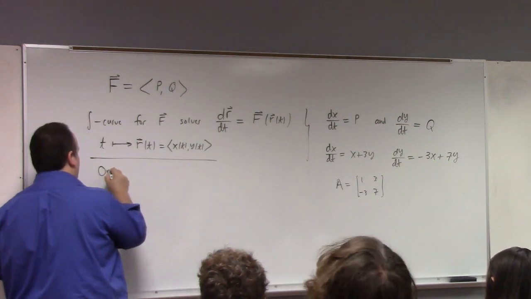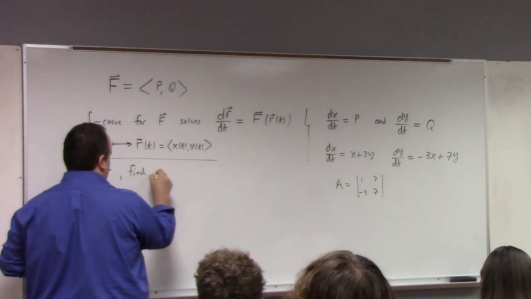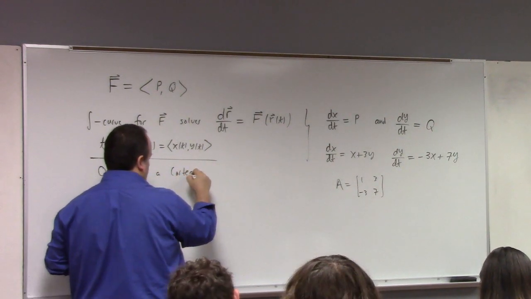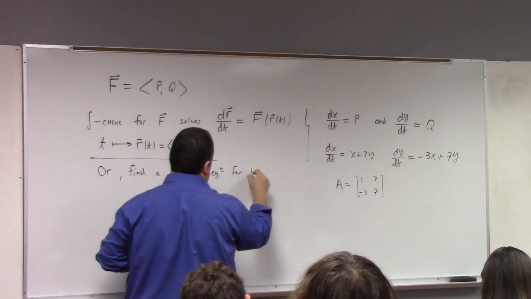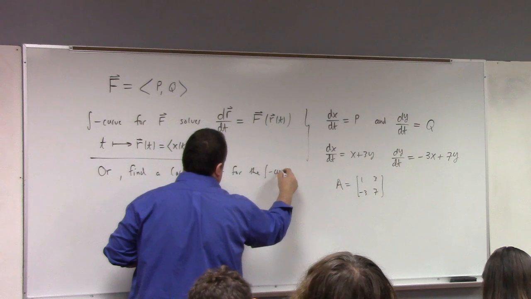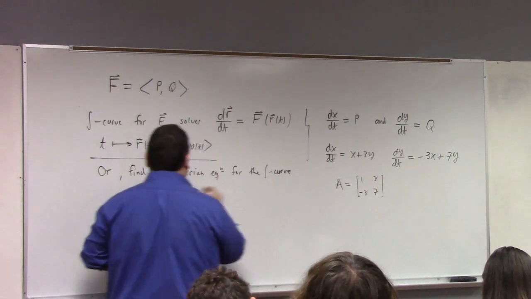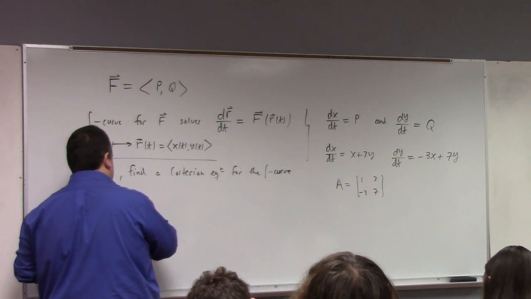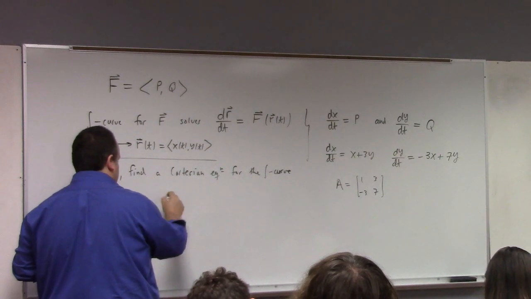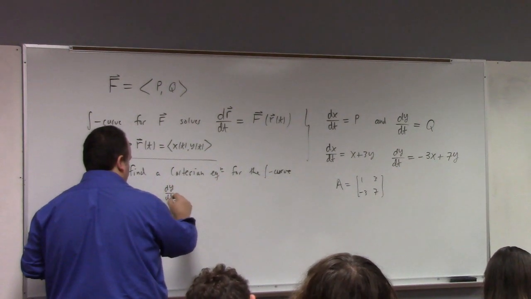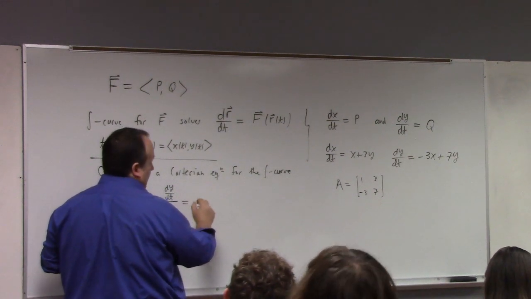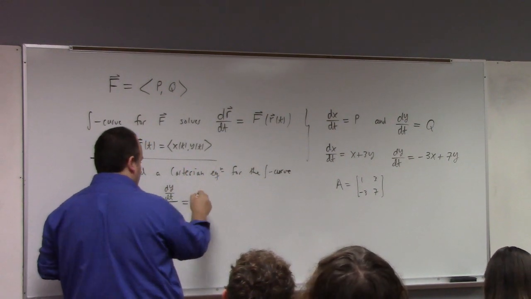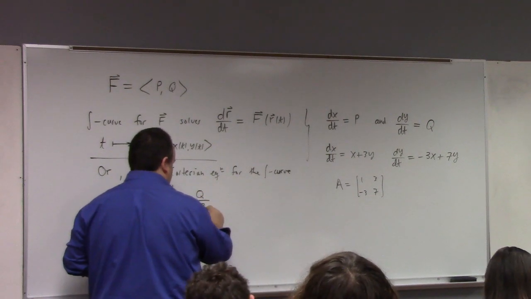Or we can find a Cartesian equation for the curve. And how would we do that? We're trying to, so basically just look at dy/dx is equal to what? It's dy/dt divided by dx/dt, right? But those respectively are q and p.